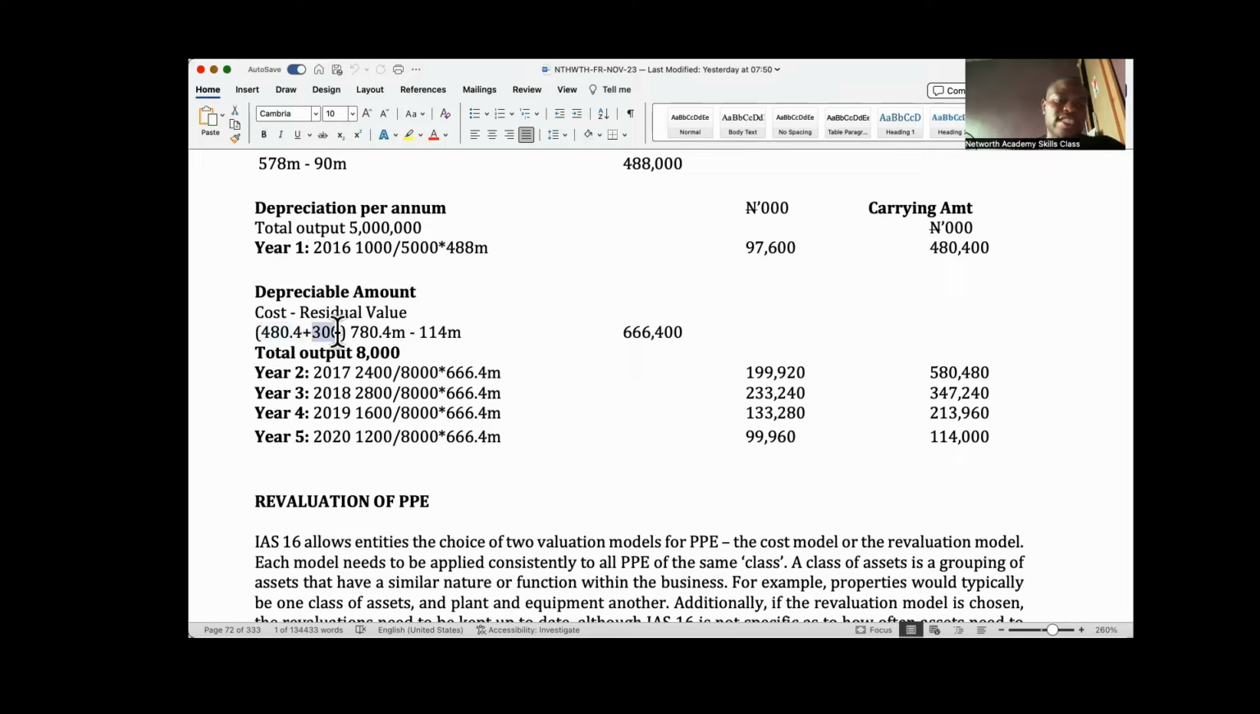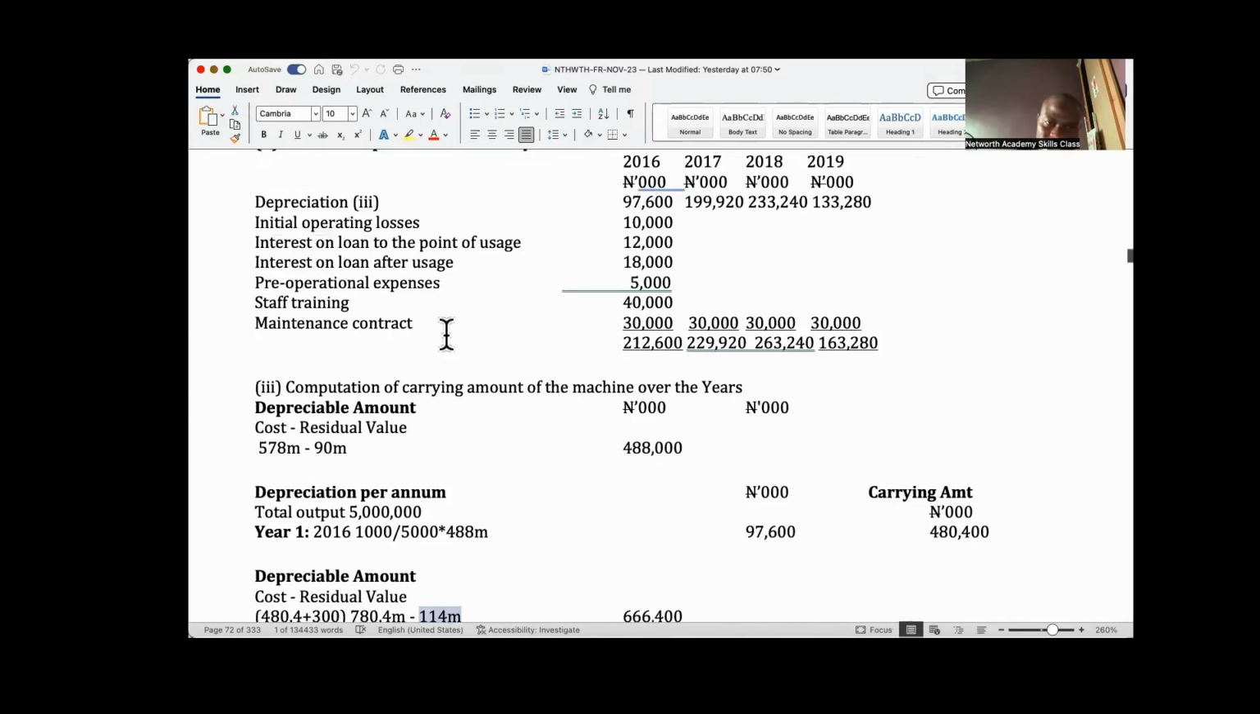Now, there is an additional cost that I will start depreciating from year two going forward, because this additional cost came in at the beginning of year two. So I will add this 300. By the time you add these two, that gives me 780.4 million. I just simply deduct my revised residual value, which is 114 million, as given in the question.